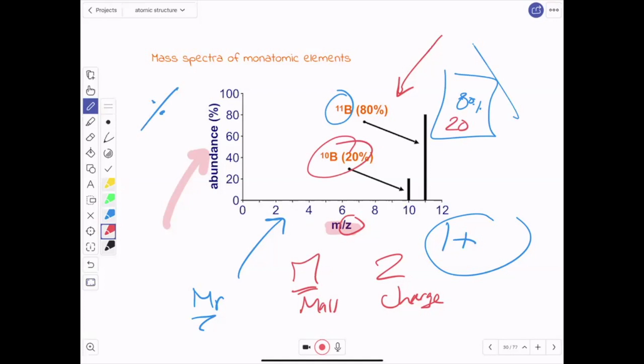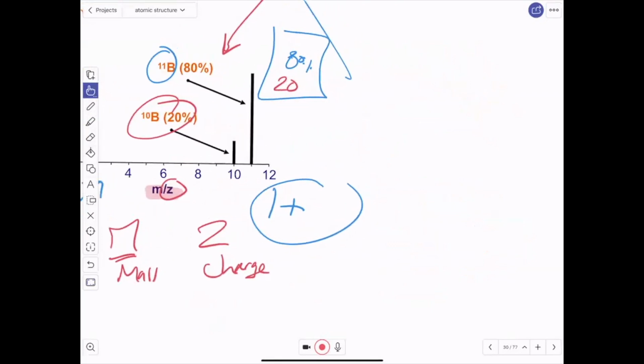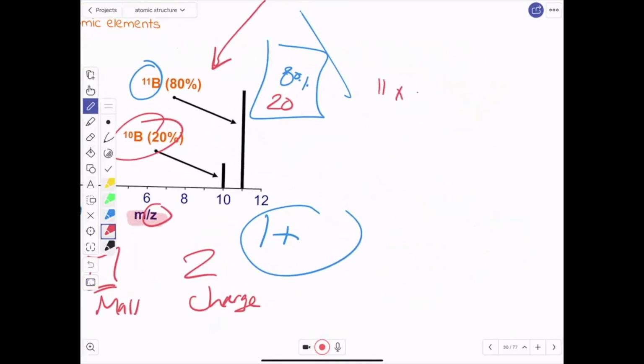How do I work out the average atomic mass of boron based on these? As I've done earlier, I say 11 times 80 plus 10 times 20, right? All divided by 100, because the total abundance of these two species is going to be 100%.